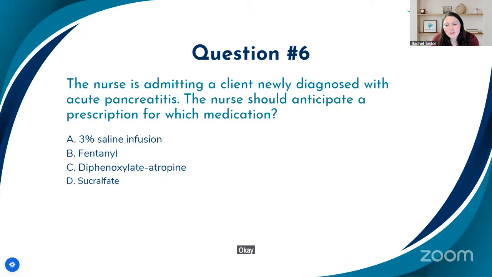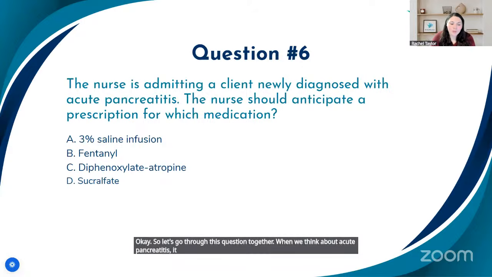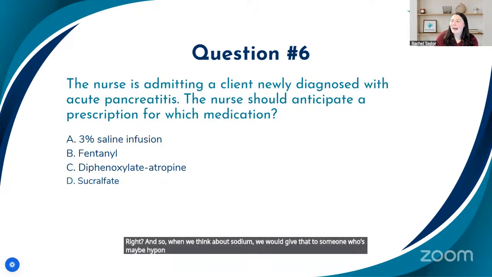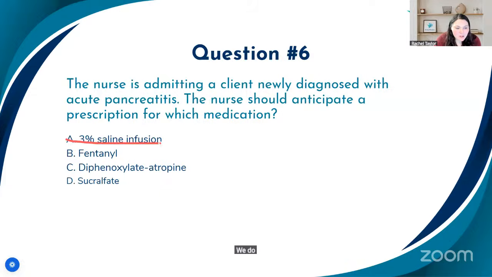Okay, so let's go through this question together. When we think about acute pancreatitis, it is super duper painful. So when I'm thinking about the answer, I'm thinking about what med makes the most sense here. A 3% saline infusion is just a ton of sodium, right? We would give that to someone who's maybe hyponatremic and would need a hypertonic solution, but we don't really need a hypertonic solution here, do we? We do need pain management, so we're going to keep B on the table, and then we're going to look at C.